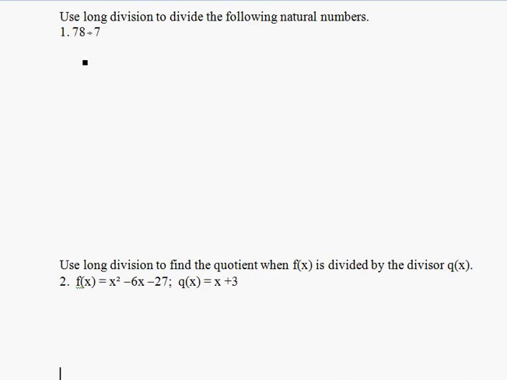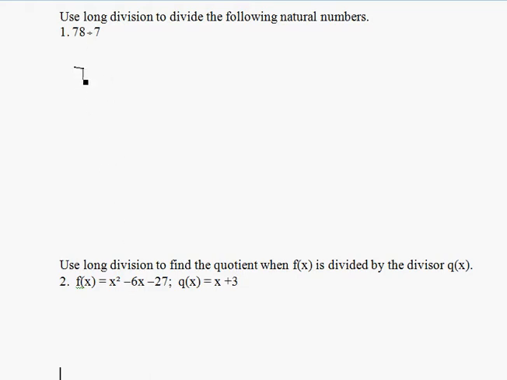Okay, we'll look at some long division here. First we do some long division using integers, and then we'll look at some long divisions associated with polynomials. So let's just review long division. Not so much that long division is hard, but the mechanics of the long division with integers is the same as long division with polynomials.